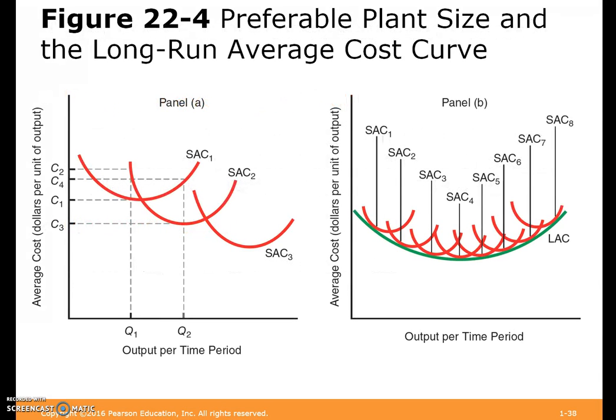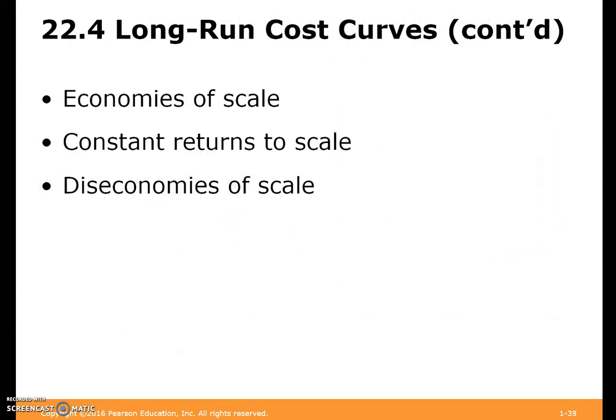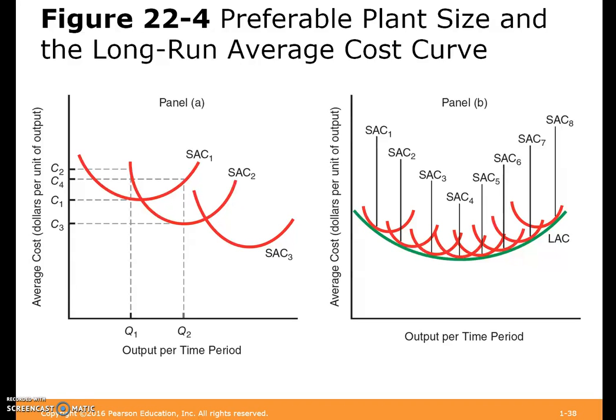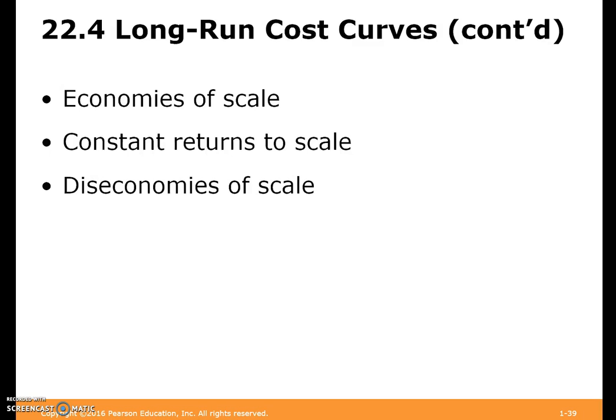So in panel A, we have all these different short-run average costs, and they're changing over time. C3 seems to be the minimum of the second one, and C1 seems to be the minimum of the first one. And then in panel B, we have this long-run average cost curve, which is an envelope of all the short-run average cost curves. And so we want to think a little bit about economies of scale, constant returns to scale, and diseconomies of scale. Going back a bit, that's going to define different parts of the long-run average cost curve and different features.